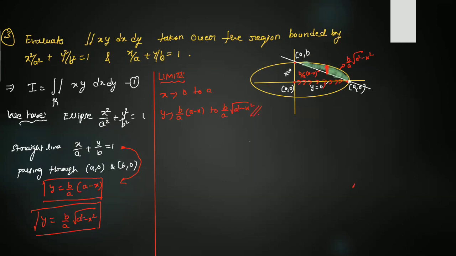Understand, you cannot take a strip from 0. You cannot write from 0 to b by a. 0 to b by a means you are considering this portion also, which won't come in our bounded region. You cannot take it from 0. You have to take from this line to this line. So this line equation is b by a into a minus x. This line equation is b by a square root of a square minus x square. Okay.